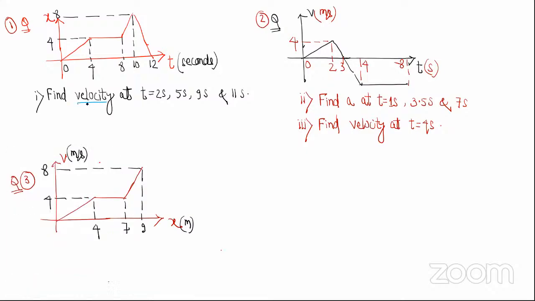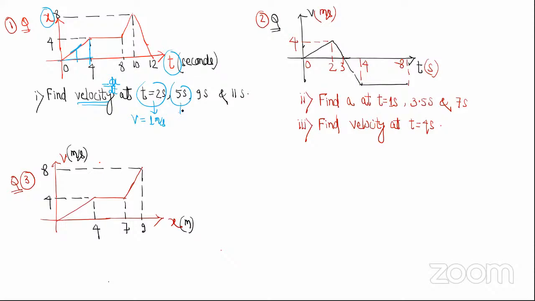So here it's velocity. I know velocity means dx by dt, and dx by dt means slope of the x-t graph. So here is the x-t graph. So I'll take the slope. t equal to 2 second is somewhere here. Now what is the slope of this line? Perpendicular by base, 4 by 4. So how much will it be? 1. So velocity at 2 seconds will be 1.